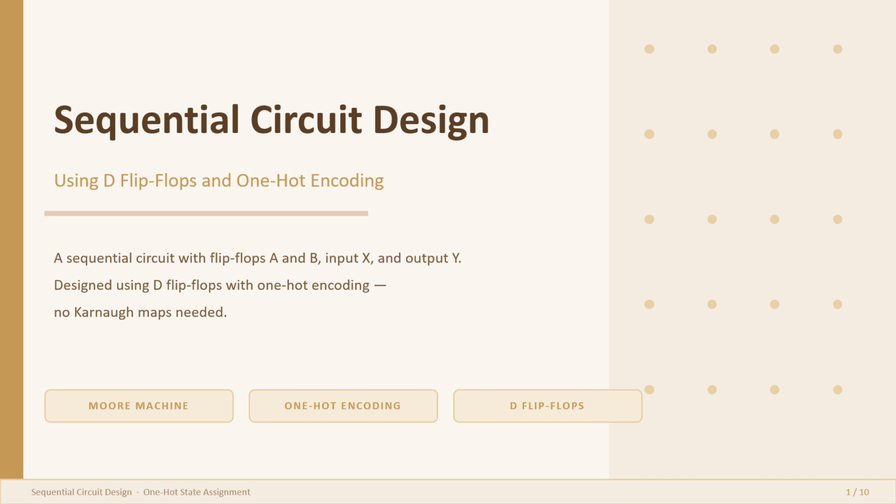But here is a twist. Instead of the usual binary state encoding, we will use something called one-hot state assignment. By the time we finish, you will see that one-hot encoding lets you write the circuit equations directly by reading the state diagram. No K-maps, no truth table minimization, just straightforward logic reasoning. Let us get started.